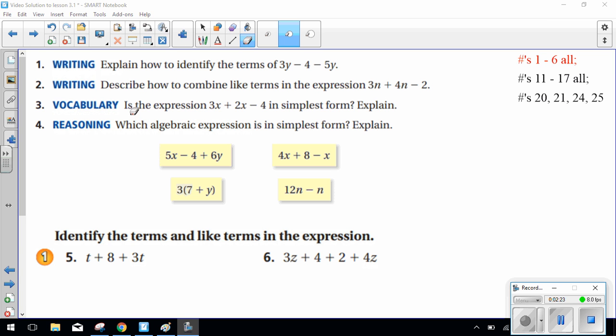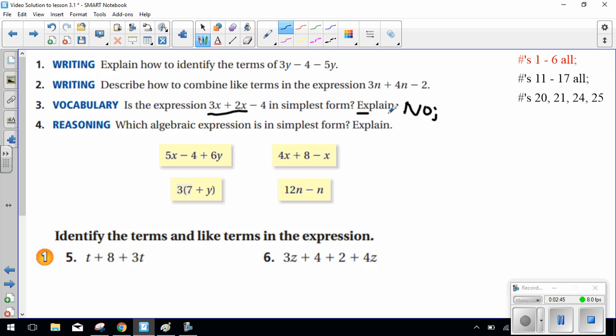So number 3, it says, is the expression 3x plus 2x minus 4 in simplest form? And explain. The answer is no, it is not in simplest form because 3x and 2x are the same variable to the same power. So I can combine the 3x and the 2x to make it 5x minus 4. Okay, 5 is a coefficient, the x is a variable, and this minus 4 is a constant. Okay, that was number 3.